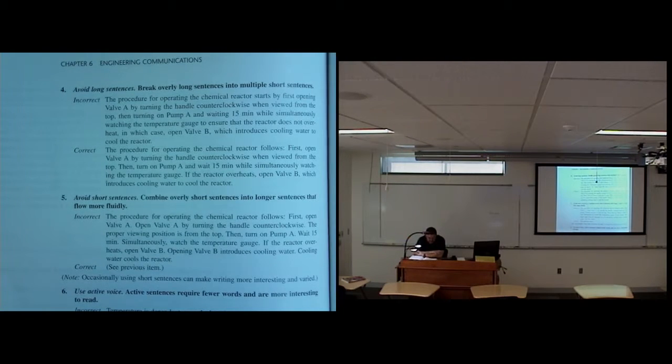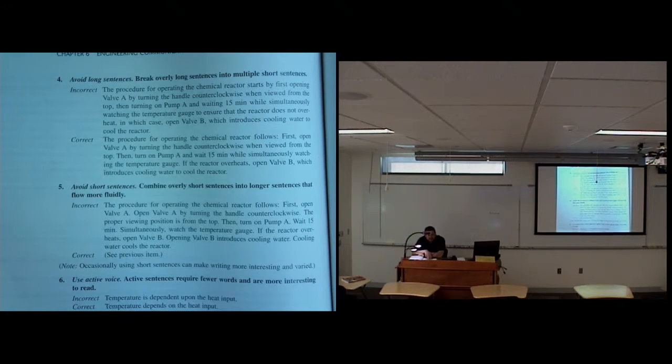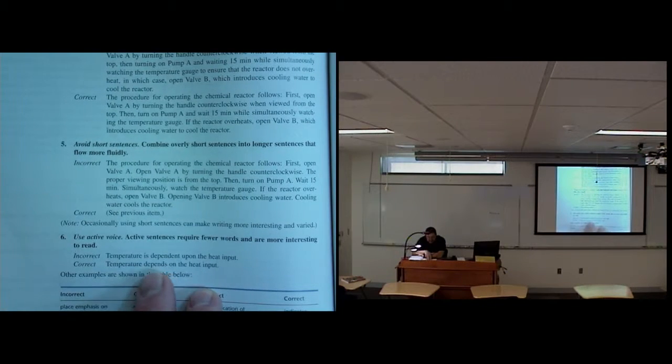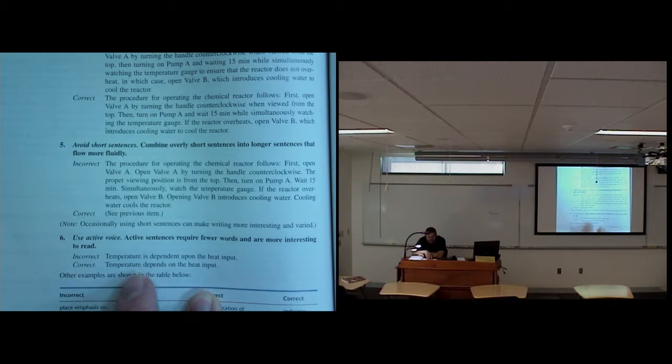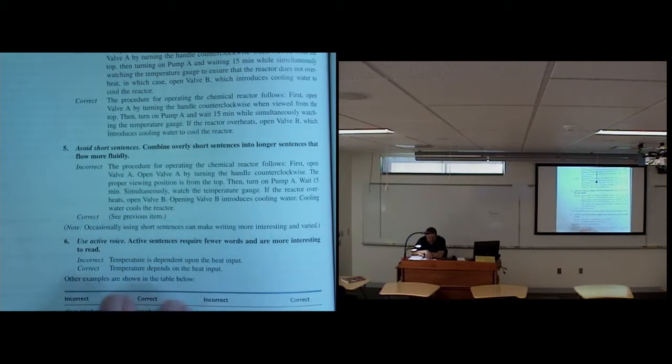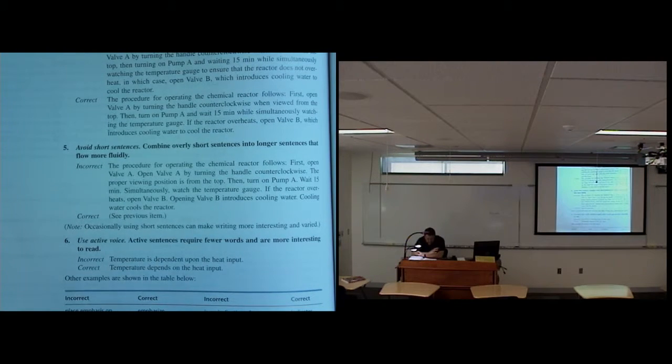Using active voice, number 6, is quite important. Temperature is dependent upon the heat input, or temperature depends on the heat input. Temperature depends uses a verb instead of the verb is. It uses the actual action verb. So here it's temperature is dependent, or temperature depends, right? Why is this important? Well, because it makes the sentence shorter. It's a huge difference, and it's also more clear and more concise. It's just very direct. Avoid vague words, right?